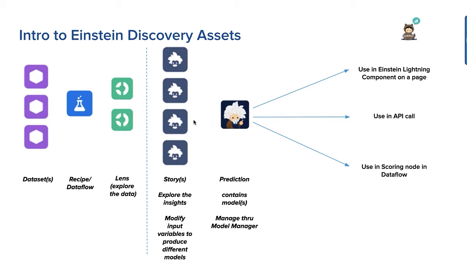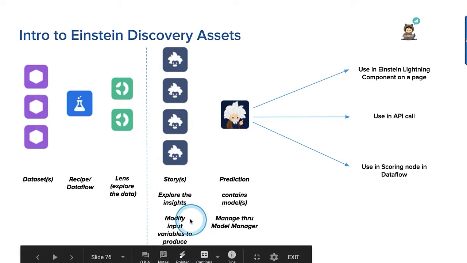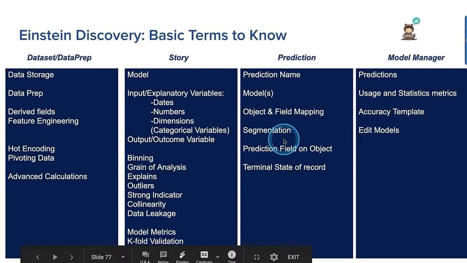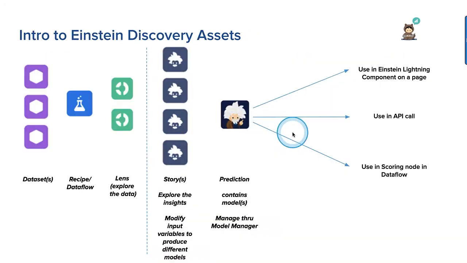You might create a story for a MEA region, one for APAC, one for EMEA, or one for large deals or opportunities, one for small deals. And when I use story, I'm loosely also talking about the model that gets created behind the story. So you might end up with multiple stories or one story. And once you're done with that, after you modify some of the input variables to produce these different stories and models, you're going to go and deploy them as a prediction.